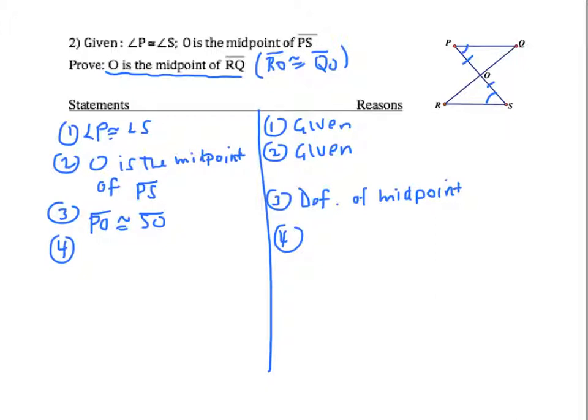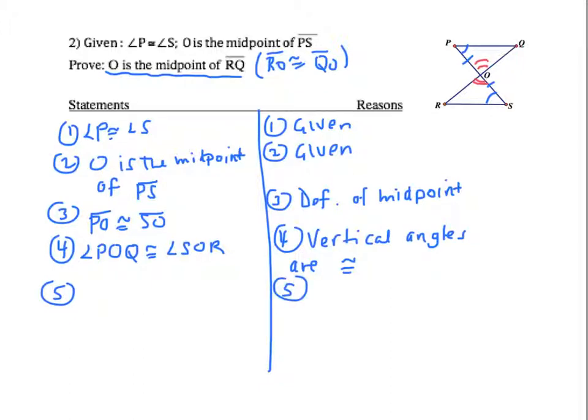So one thing we know for sure is that when we have intersecting lines, they form vertical angles. And we have a theorem that says vertical angles are congruent. So that's where we're going to go next. In step 4, say that angle POQ is congruent to angle SOR. And that reason again is vertical angles are congruent.